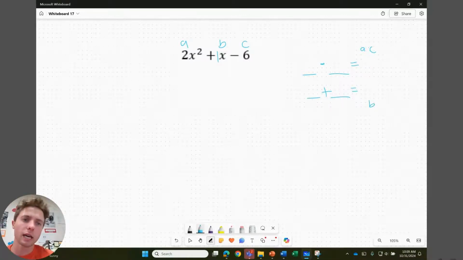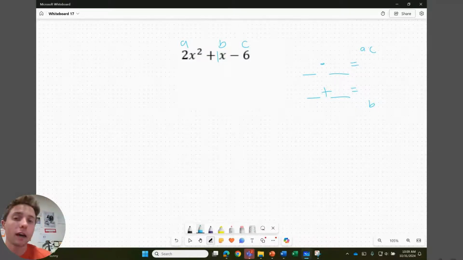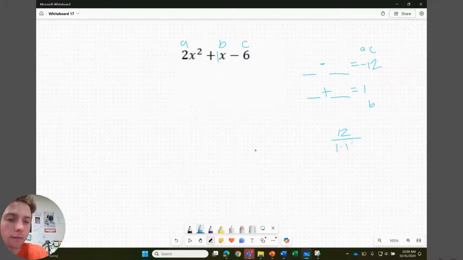And before, we only looked at when A was equal to 1. Our A value is now a value of 2, so this process changes slightly. Before we took a shortcut, now we do the full process because there is an A value. So, okay, A times C, 2 times negative 6 is negative 12. Our B value is 1. We need to find what multiplies to negative 12 and adds to 1. Find your factors of 12 if you need. 1 and 12, 2 and 6, 3 and 4. They multiply to a negative, so the signs must be different. They add to a positive, so the bigger numbers must be positive.